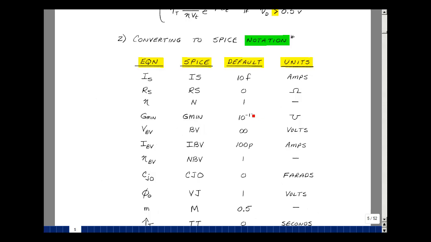This does not exist in the physical diode. This is just part of the modeling. Actually, this is varied sometimes to try to find a convergence point in the PSpice program. Units here for conductance are 1 over ohms.